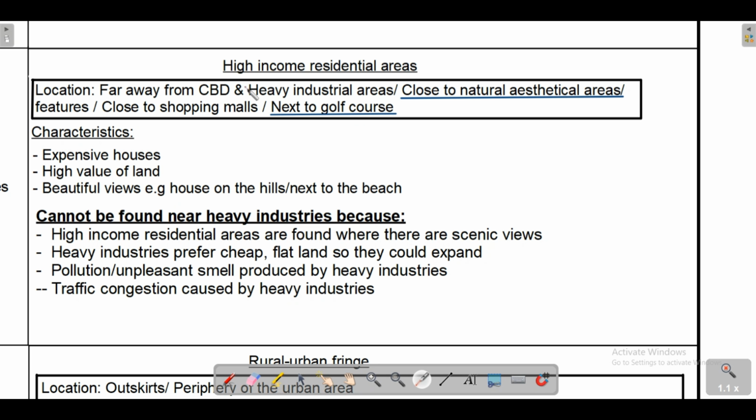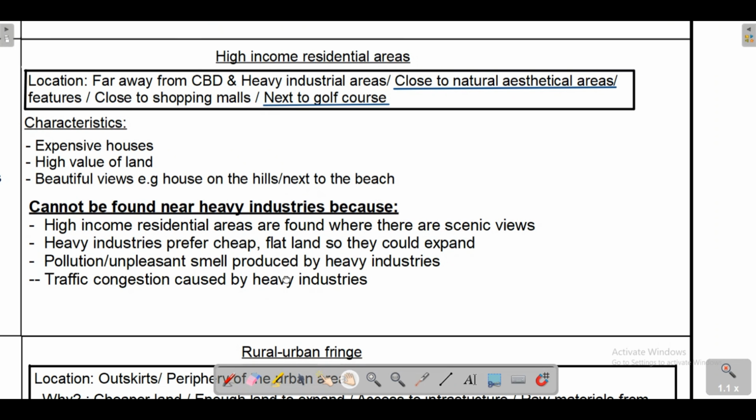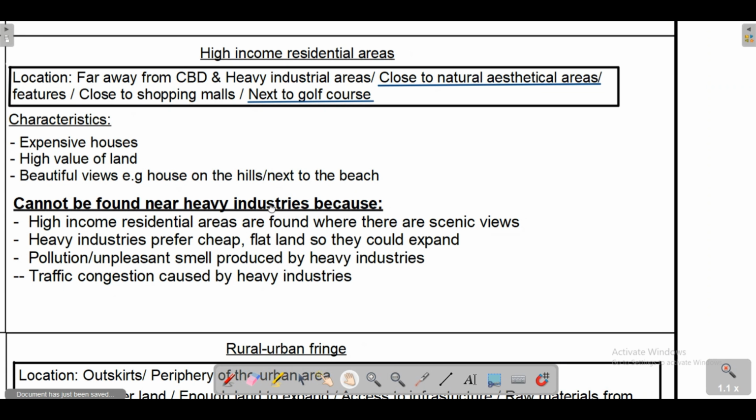So the characteristics of high income residential areas are your expensive houses. Okay, so there's expensive houses, they're very expensive, like hundreds of millions, if not tens of millions. There's high value of land there. And yeah, there's beautiful views. House on the hills, as I said, next to the beach, next to nature, next to golf course, close to shopping malls. So those areas.